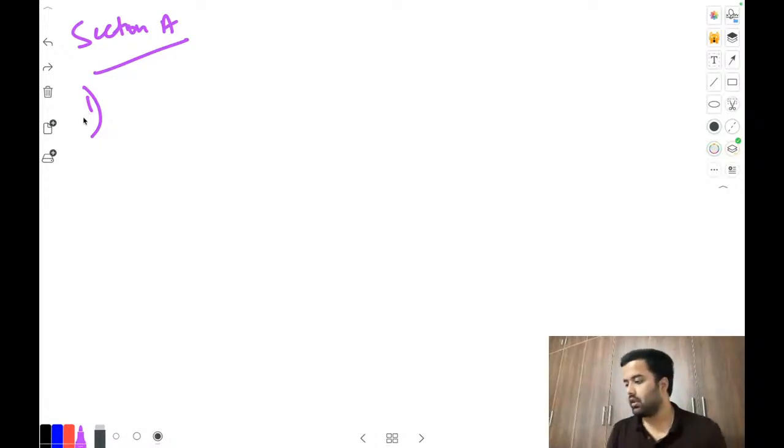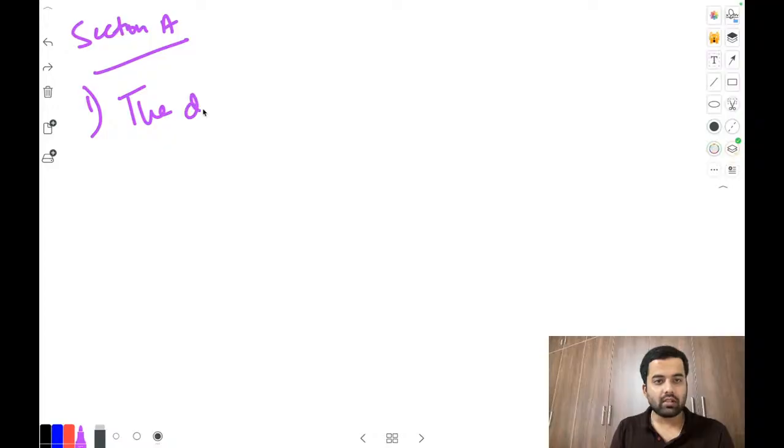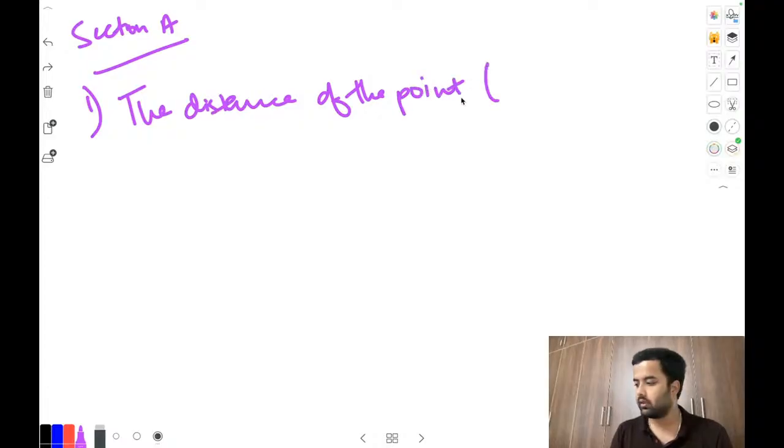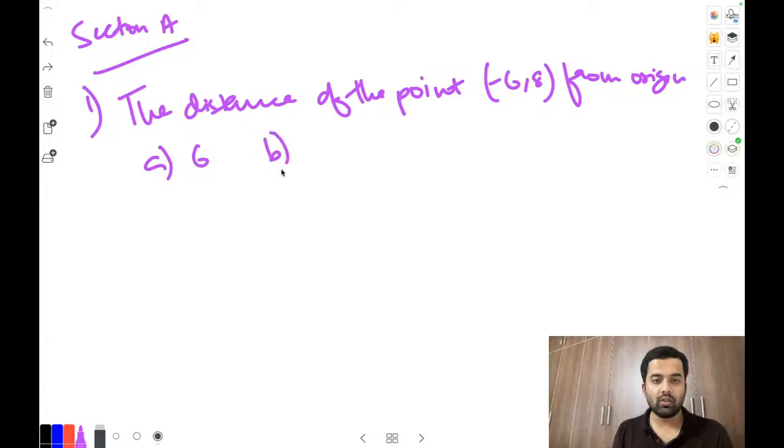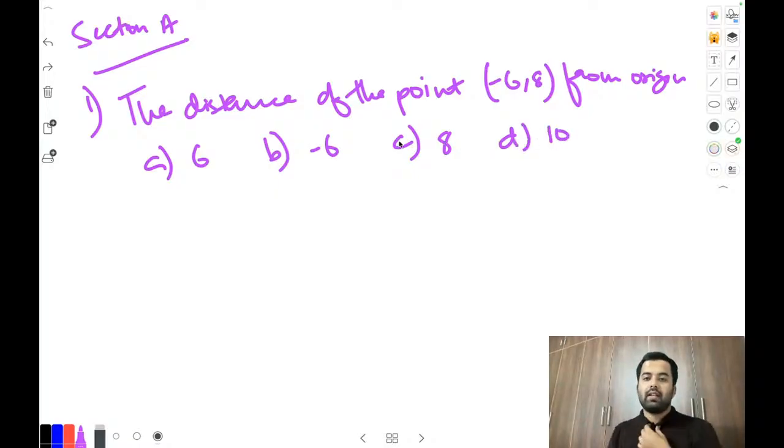First one. The question tends to be asked very many times: the distance of the point. The distance of the point -6, 8 from origin. Figure out the answers, everyone. I am giving the options below. A option is 6, B option is -6, C option is 8, and D option is 10. Figure out the answer of this. The distance of the point -6, 8 from origin.